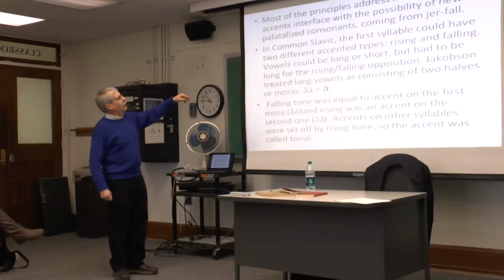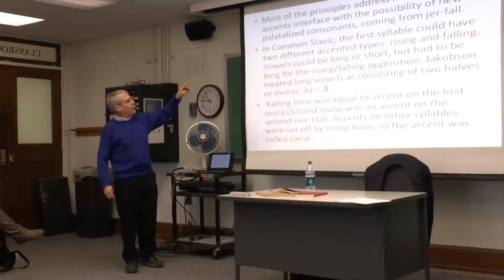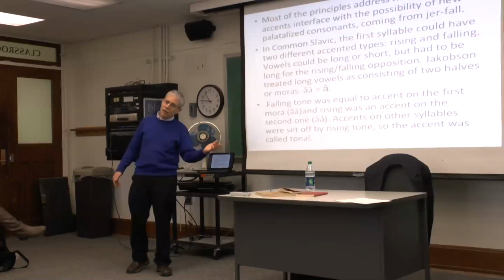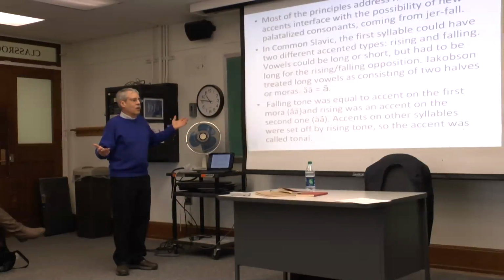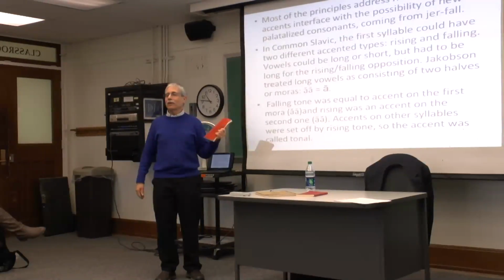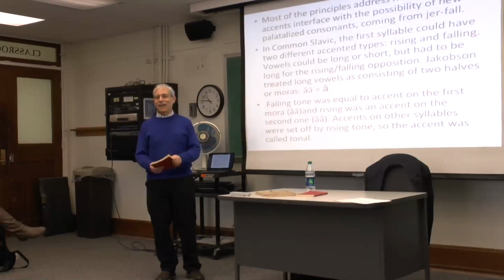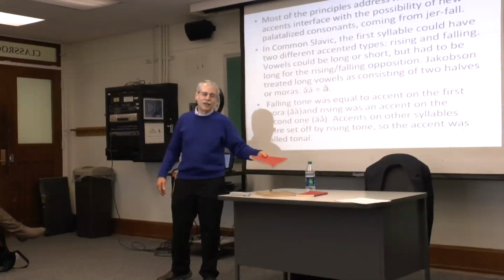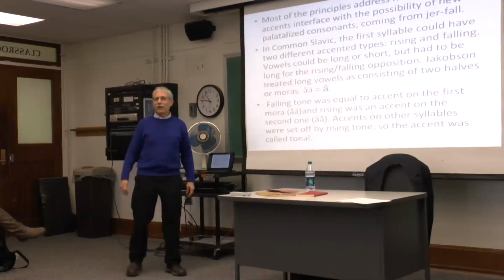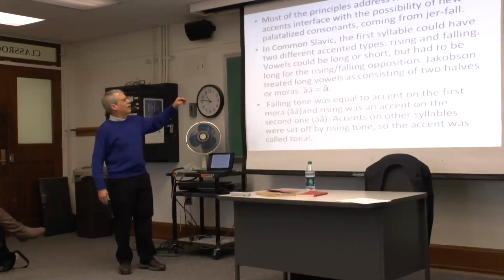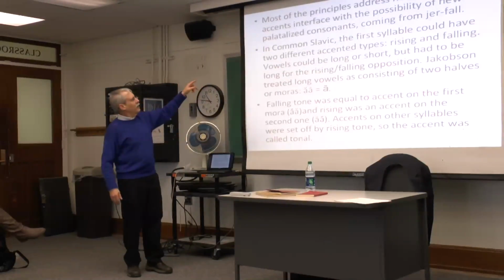In Common Slavic, the first syllable used to be able to have two different kinds of accented types, rising and falling. Pitch and tone I'm using more or less interchangeably. Jakobson called them musical correlations, but I call them pitch or tone, and I change it in all my translations. And so that's why this book is a little hard. The way it was translated, I'm not quite sure what he had in Russian, but in French it's corrélation musicale, something like that. But anyway, I wouldn't worry about it. It all means the same thing.